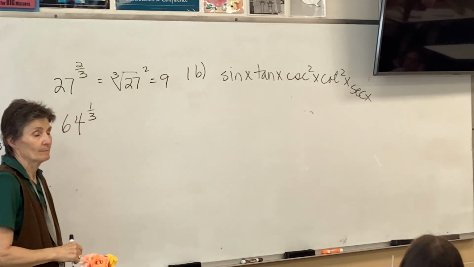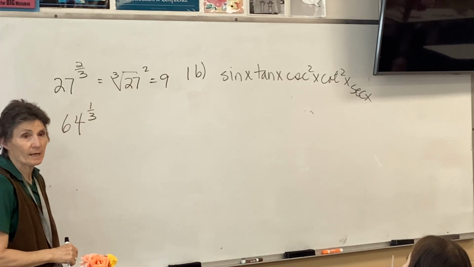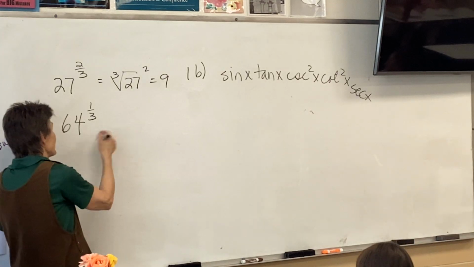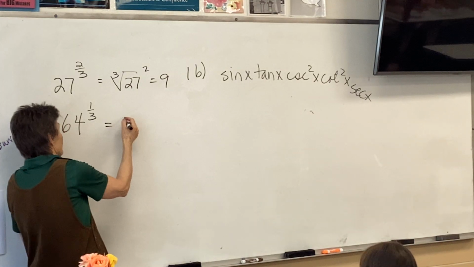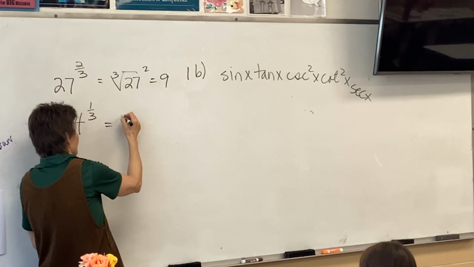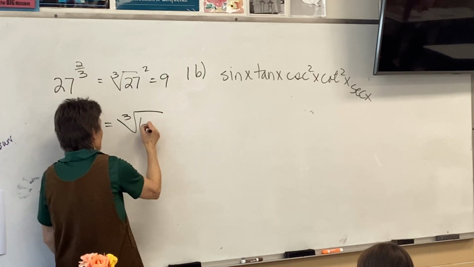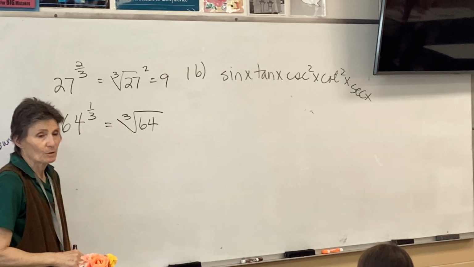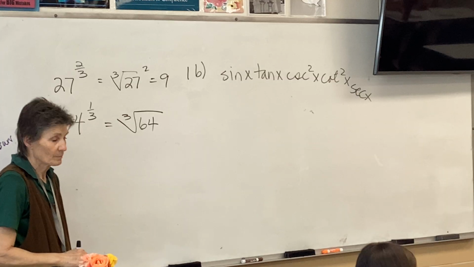No calculator. Okay? I'm not giving you big, huge, ugly numbers, but you gotta be able to do that. What does this mean? 64. The cube root of 64. Remember, the denominator is the root that you're taking.